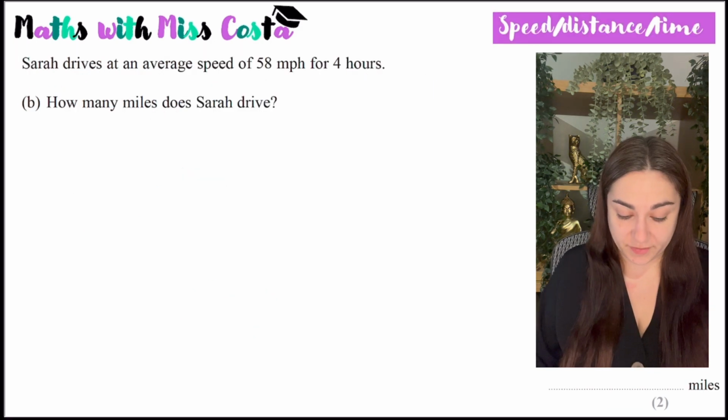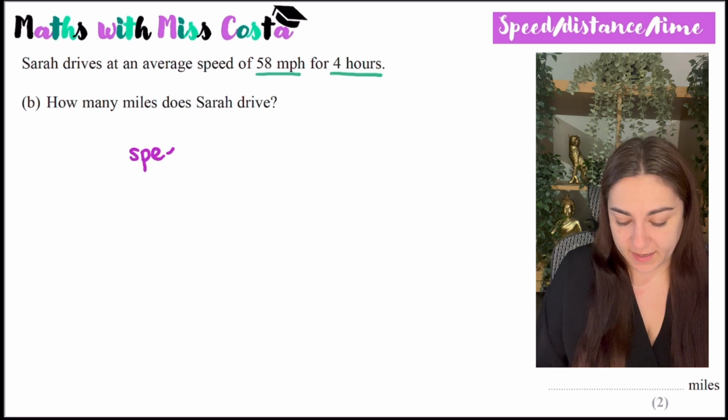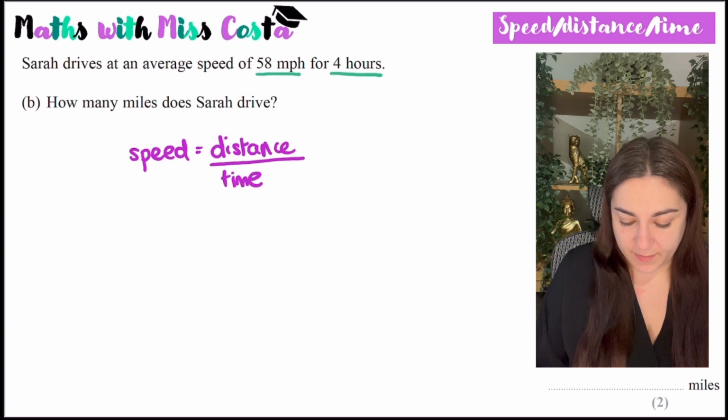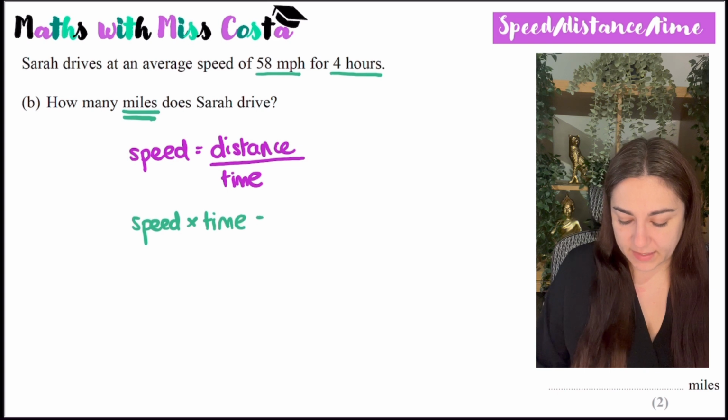Next, I'm told that Sarah drives at an average speed of 58 miles per hour for 4 hours. And how many miles does Sarah drive? So once again, looking at the formula, I know that speed equals distance divided by time. I need to work out how many miles she drives. Miles represents distance. So to rearrange that formula, I'd say that speed times by time equals distance.